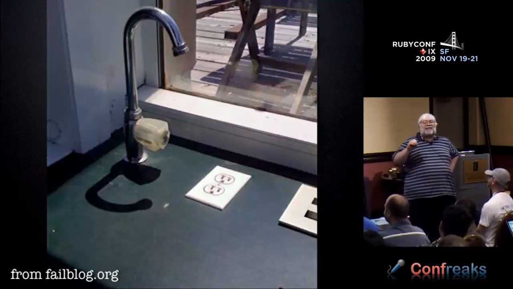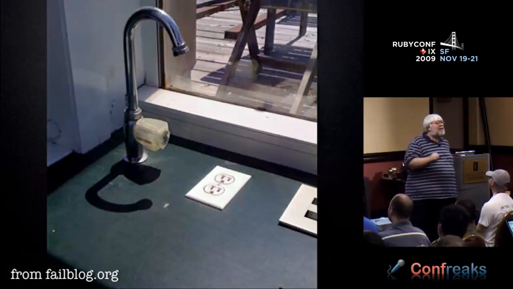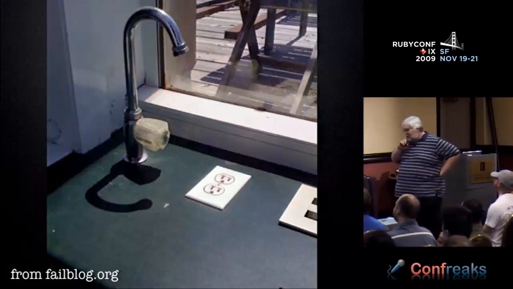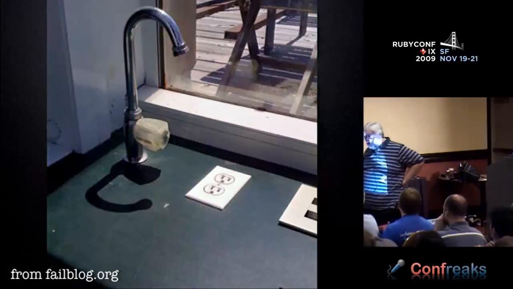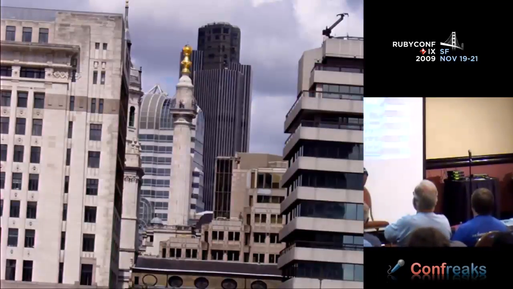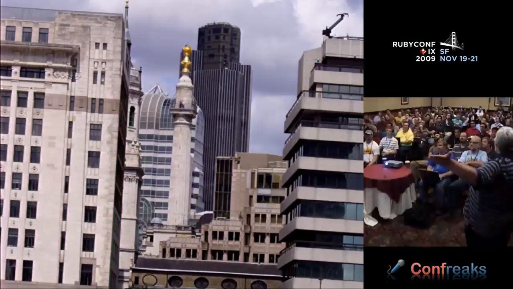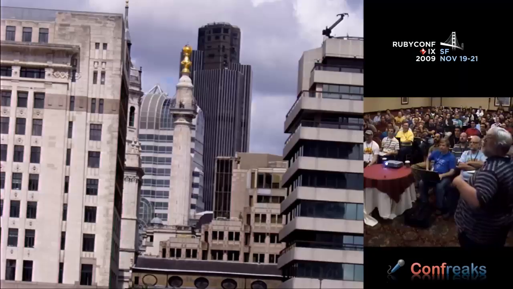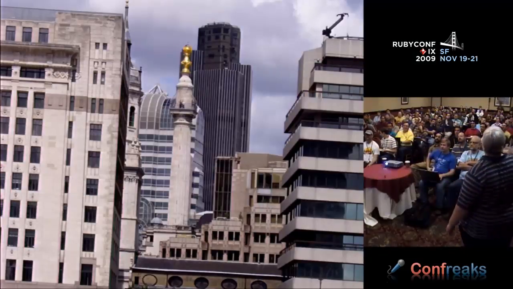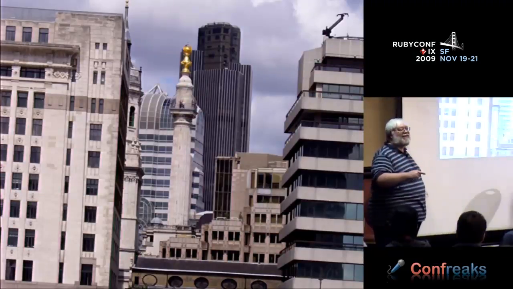I maintain that some designs, it's easy to tell that they are not a good design. Actually, I got a lot of pictures like this, but this one will do for right now. Who can tell me what this is? The George Washington Monument in Baltimore. Wrong. But good guess, good guess.